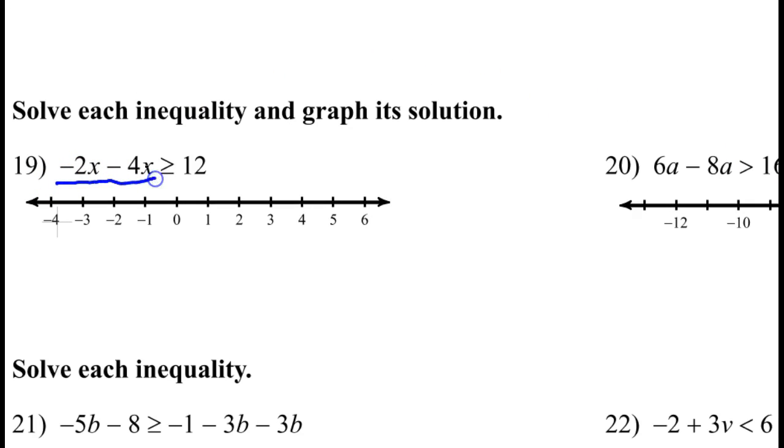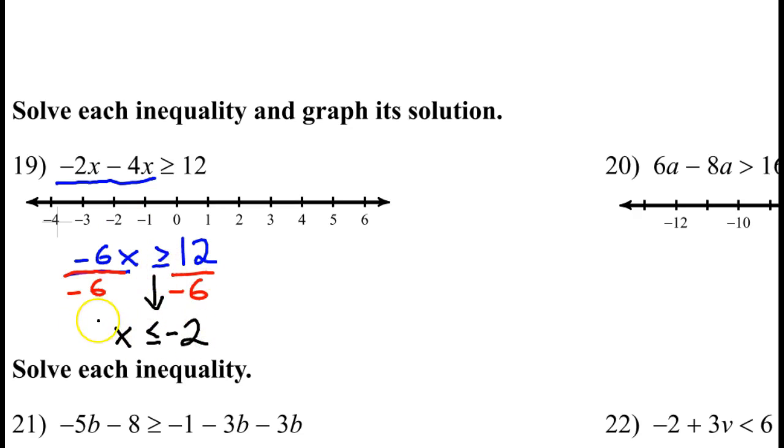Let's go ahead and start 19 together. So what does negative 2x and negative 4x make? Negative 6x. Right? You're going to divide both sides by negative 6. Now, you might remember this from when you learned inequalities for the first time. When you divide by a negative, you must switch the inequality sign. And we'll go into a whole reason for this later. But yeah, when you divide by a negative, you must switch that inequality sign. So the greater than or equal to became less than or equal to.